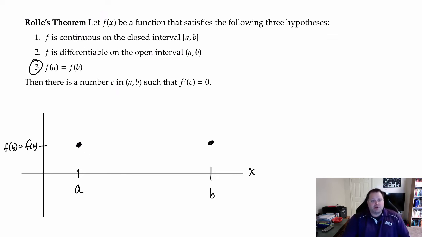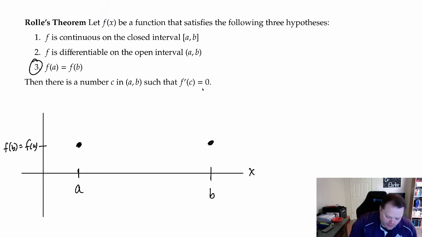The function is continuous, which means there can be no gaps. The function is differentiable, which means there cannot be any corners. If I have to connect this point to this point, and I can't have a corner, and I can't have a jump or a gap, then there must be some place where the derivative is 0 on the interval. Think of it this way.